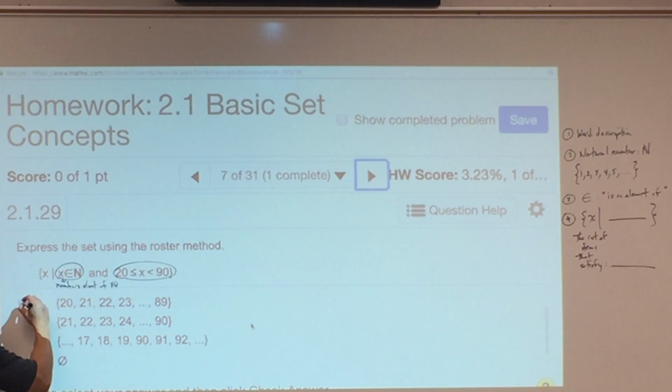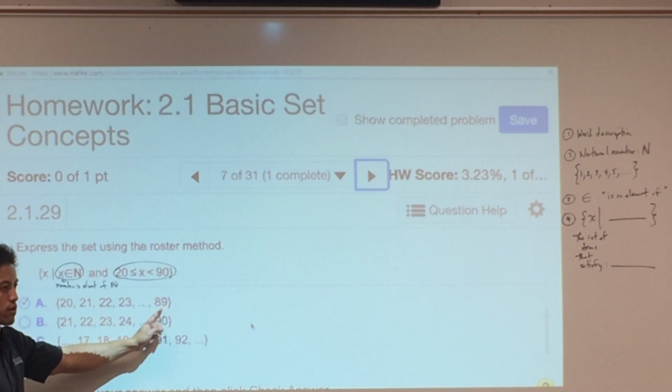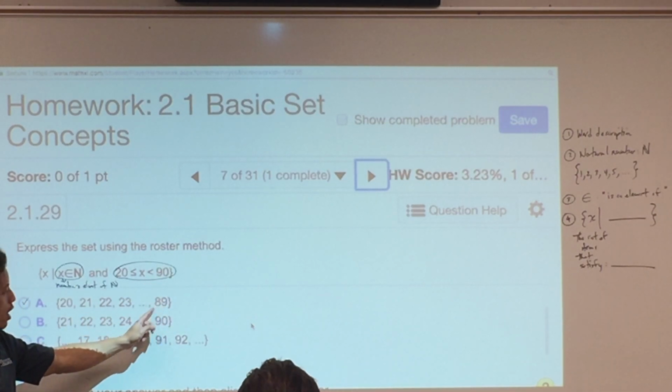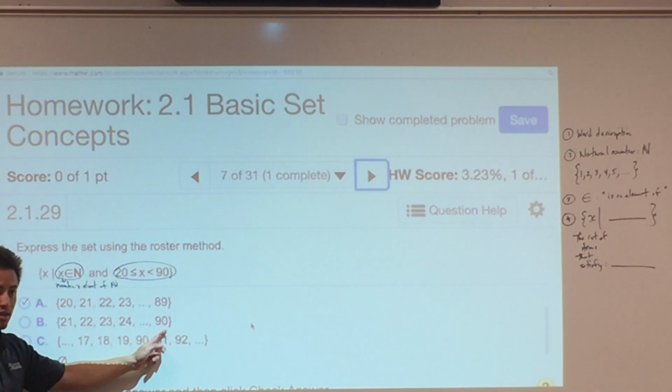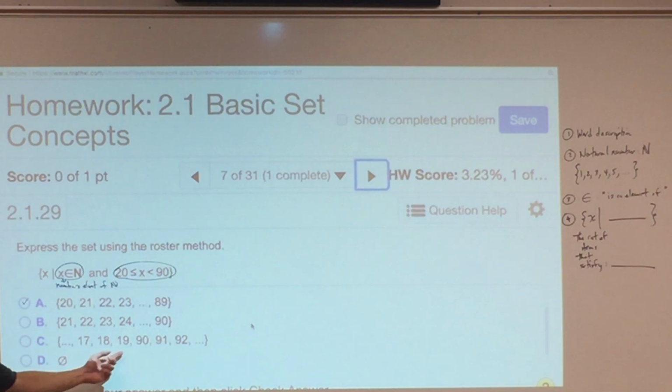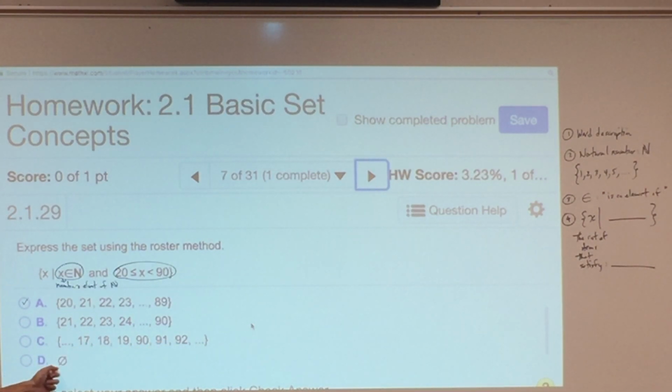It's got to be A again in this case. Why? It starts at 20. Get to have 20. These are all naturals. You don't get to have 90. You get to go all the way up to, but not include, 90. B is not correct because it doesn't have 20, and it has 90. C is not correct because it goes under 20 and goes over 90. D is the empty set, which we'll discuss at another time. Okay?